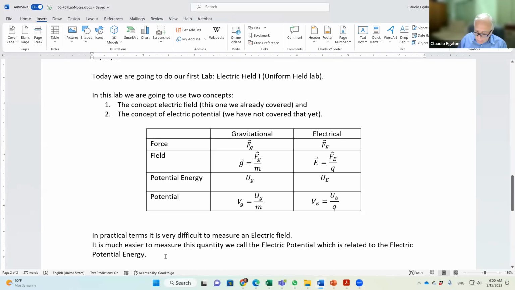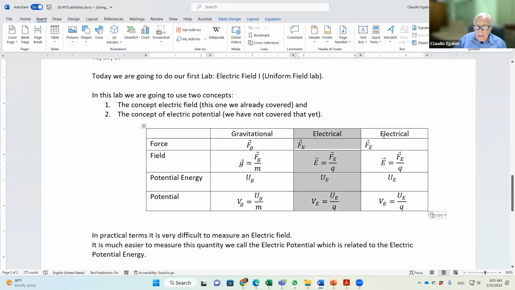Here you go. I'm going to put the units for each of them. The unit for the force you already know, and that's going to be the Newton, whether it is a gravitational force or an electric force.